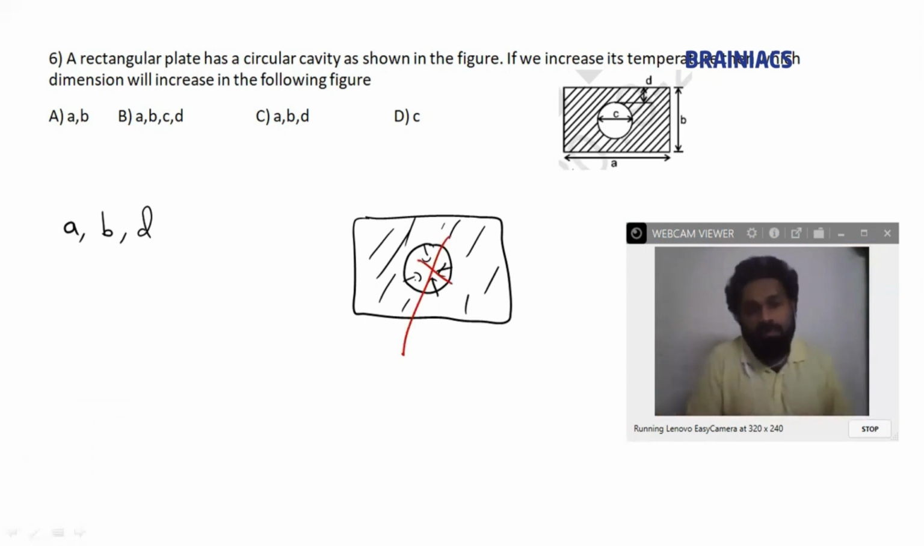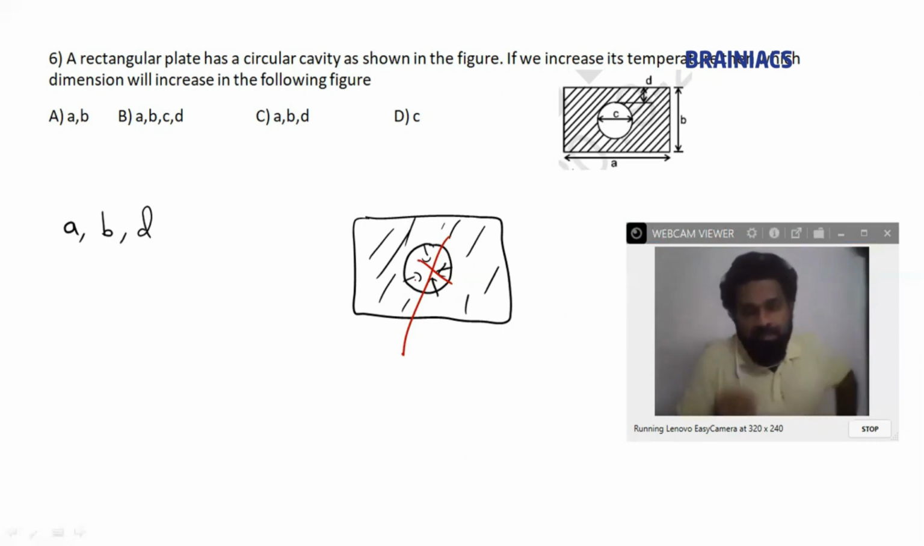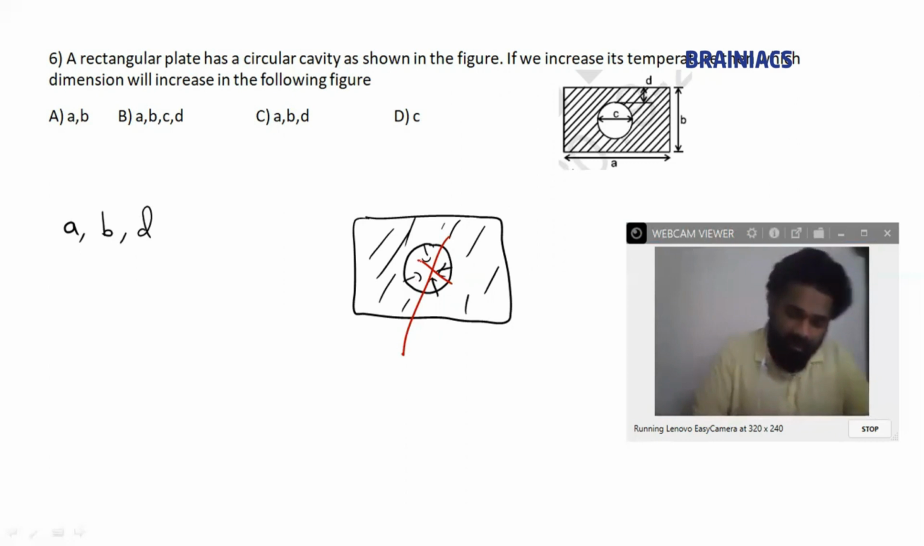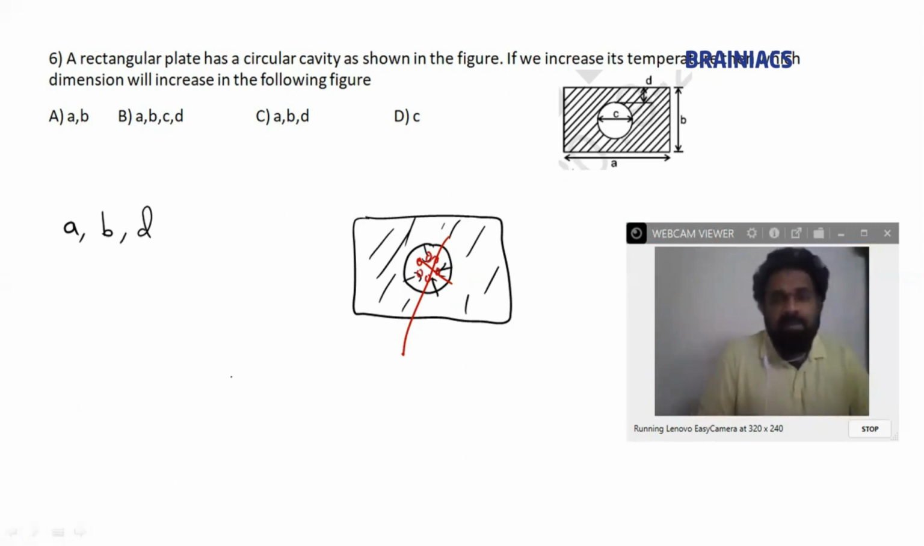Expansion will not happen inside. The reason is, when temperature increases, the movement, the vibration, the kinetic energy of the molecules will increase. It is expanding because it needs more space, or the distance between the molecules should increase. For that purpose only it is expanding. If it expands inwards, what will happen? The molecules will come closer. So it is actually the reverse effect of the intention.